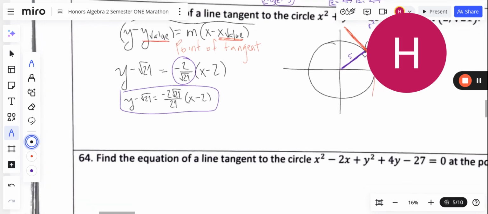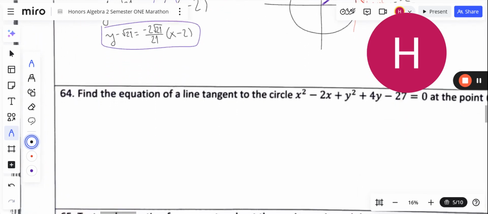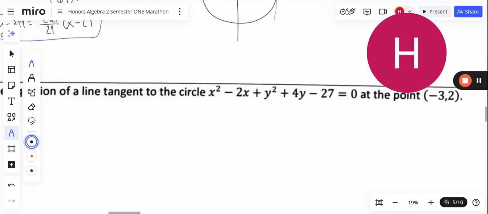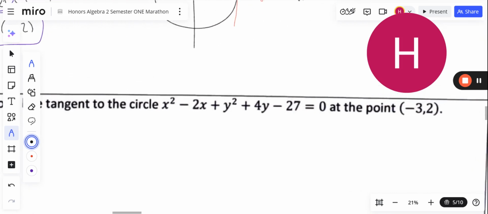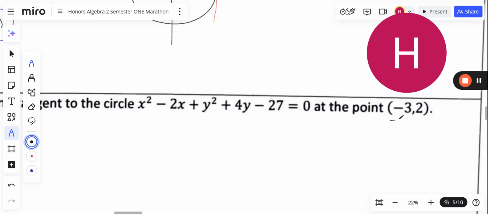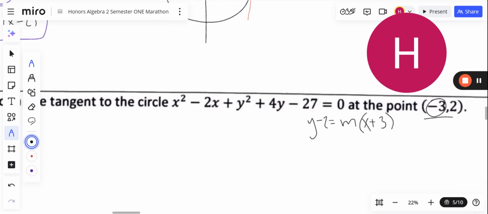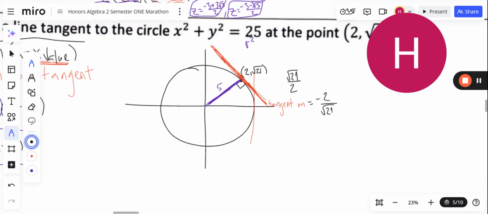Okay. Let's talk about another equation of a tangent line. The difference here is that the circle is not centered at the origin. It tells us where the tangent point is. So we can already write y minus 2 equals m times x plus 3, careful with that negative, minus a negative 3. We just need the slope. And in order to find the slope, we need that line segment, again, from the center to the tangent point.